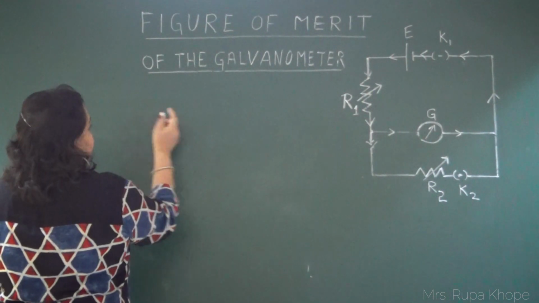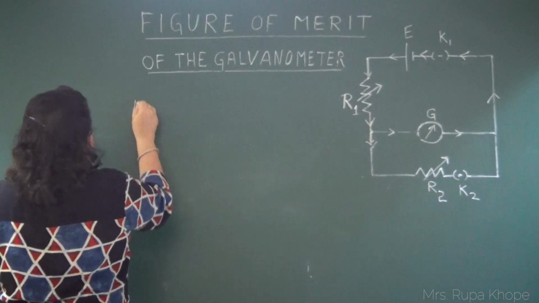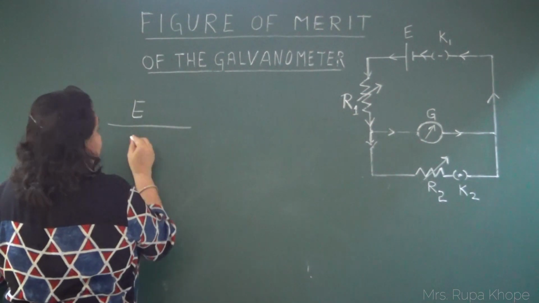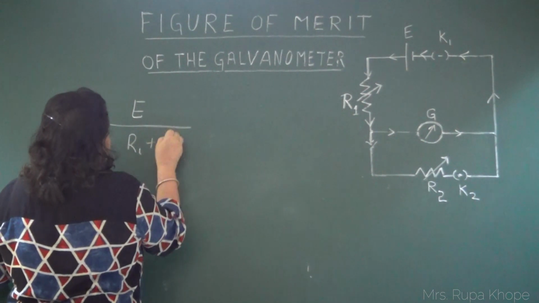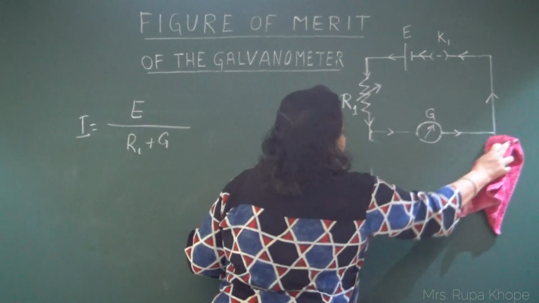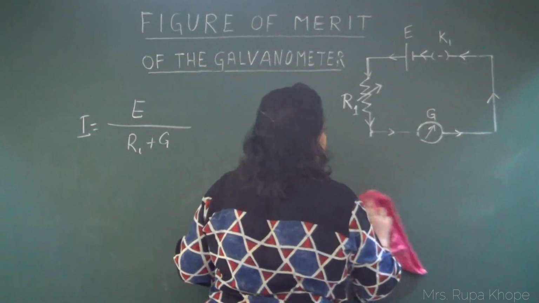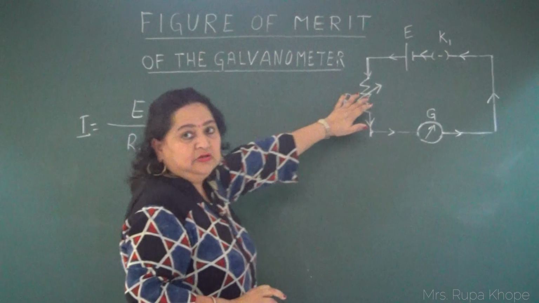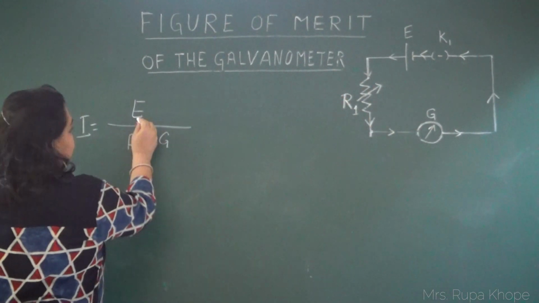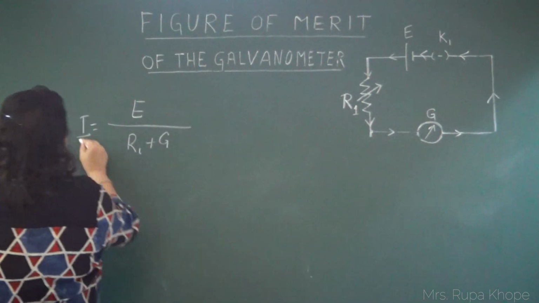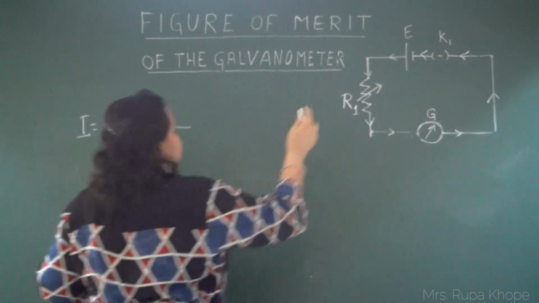You all know that current in this circuit is equal to E upon R1 plus G. Remember, I remove this part now. We don't want this. Now we are focusing only on the first part, this circuit. EMF E upon total resistance is the current in the circuit. That is my current I.